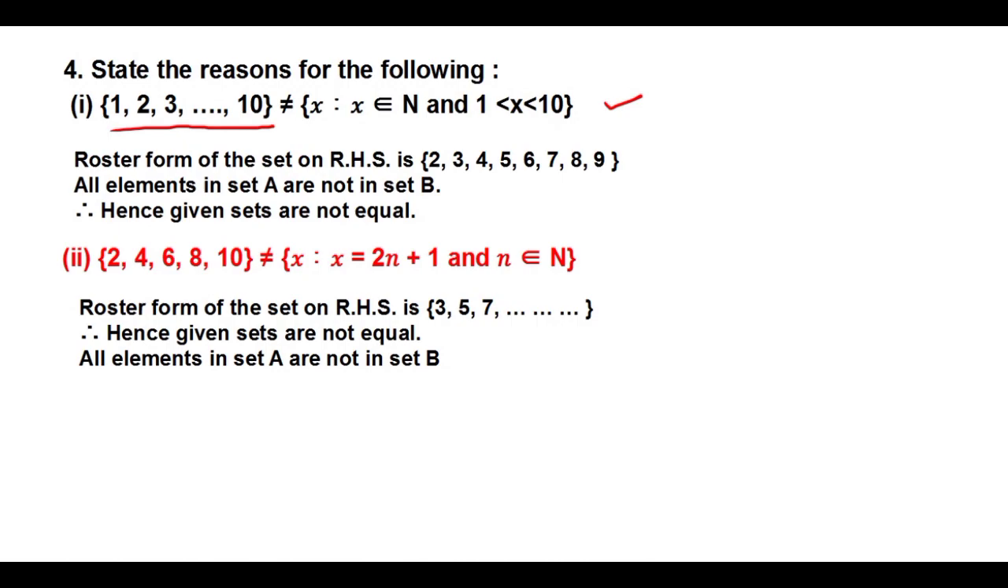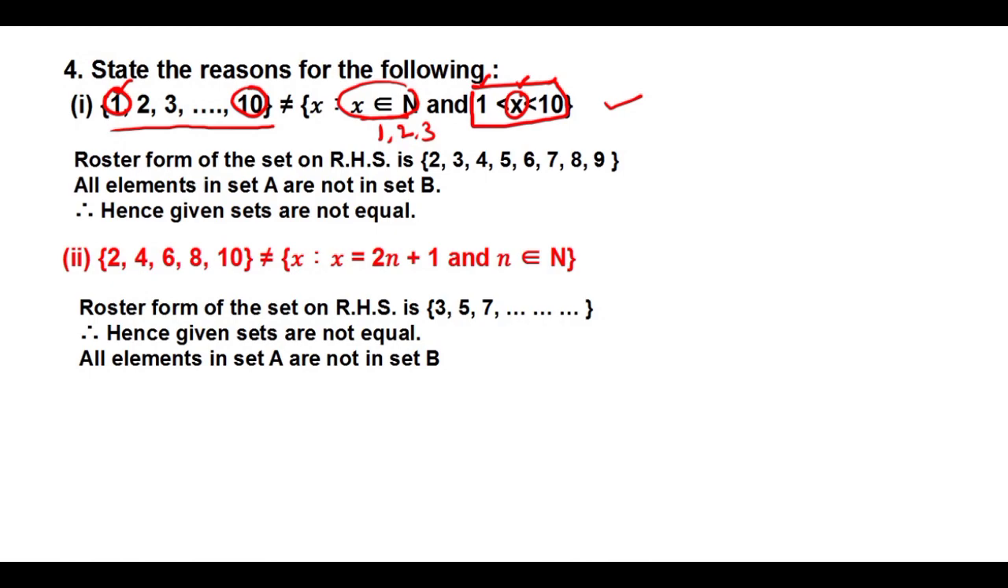And here it is written in set builder form: X such that X belongs to N, meaning natural numbers, which begin with 1, then 2, 3, so on. But here a condition on X is given: X lies between 1 and 10. That means you should not include 1 and 10. What is the meaning of 1 less than X less than 10? X lies between 1 and 10, so 1 and 10 should not be included. Got it? But here 1 and 10 are also included in this set.